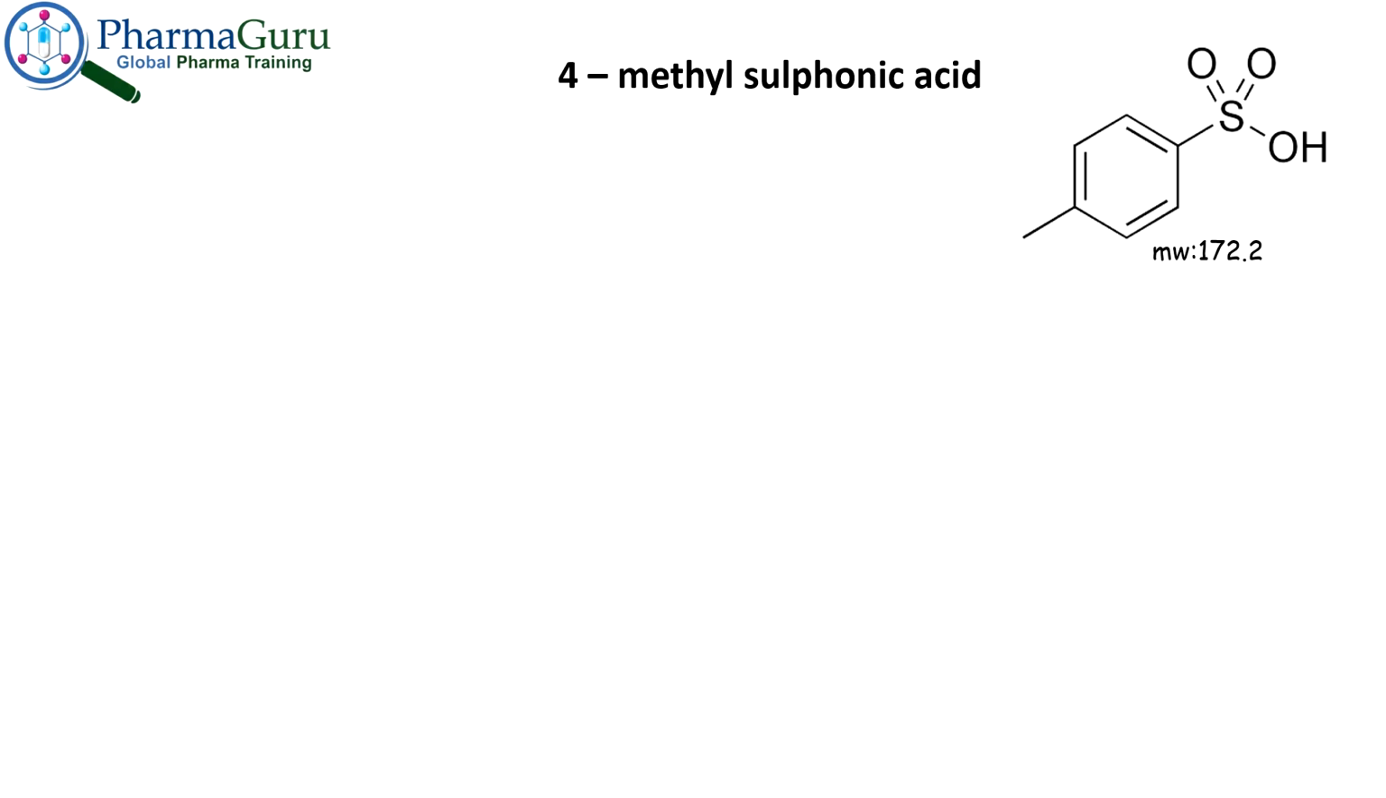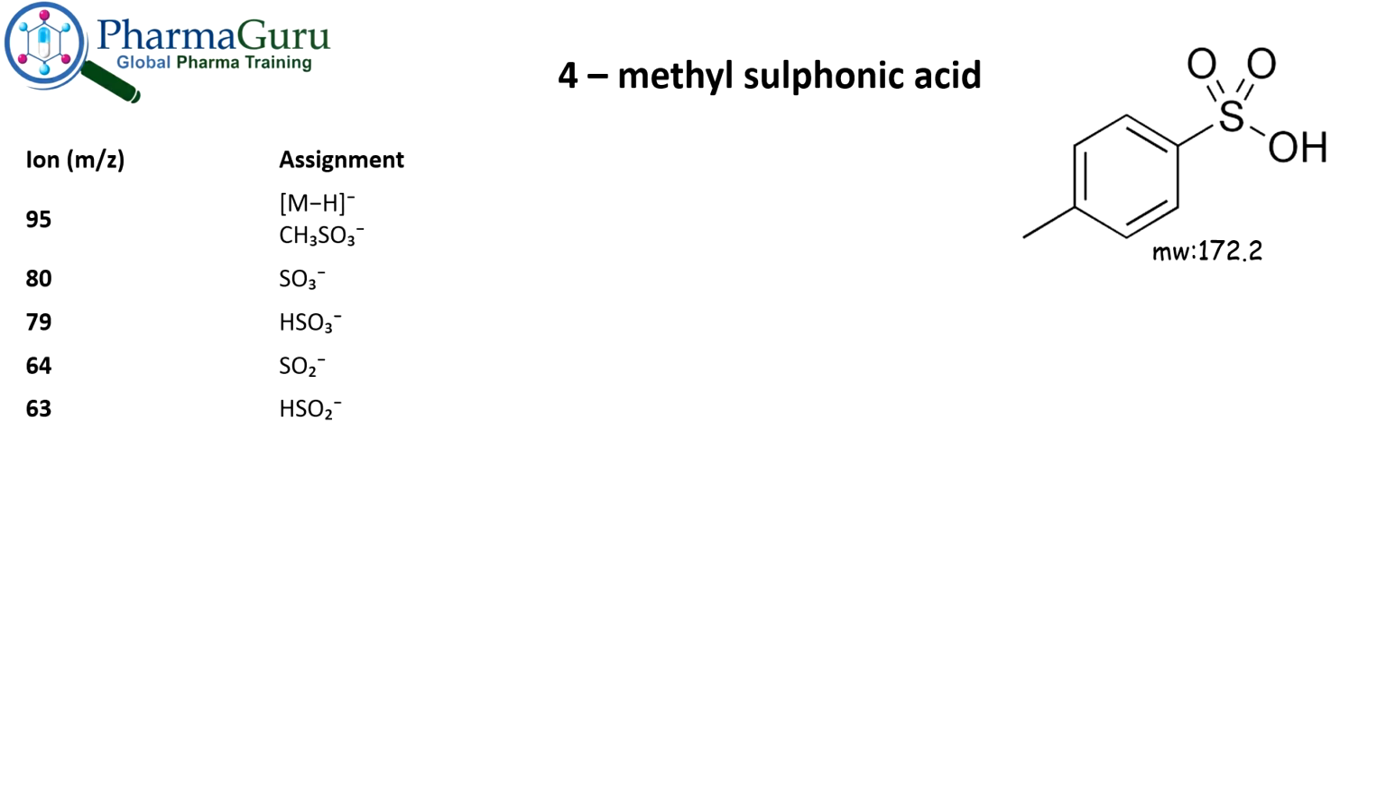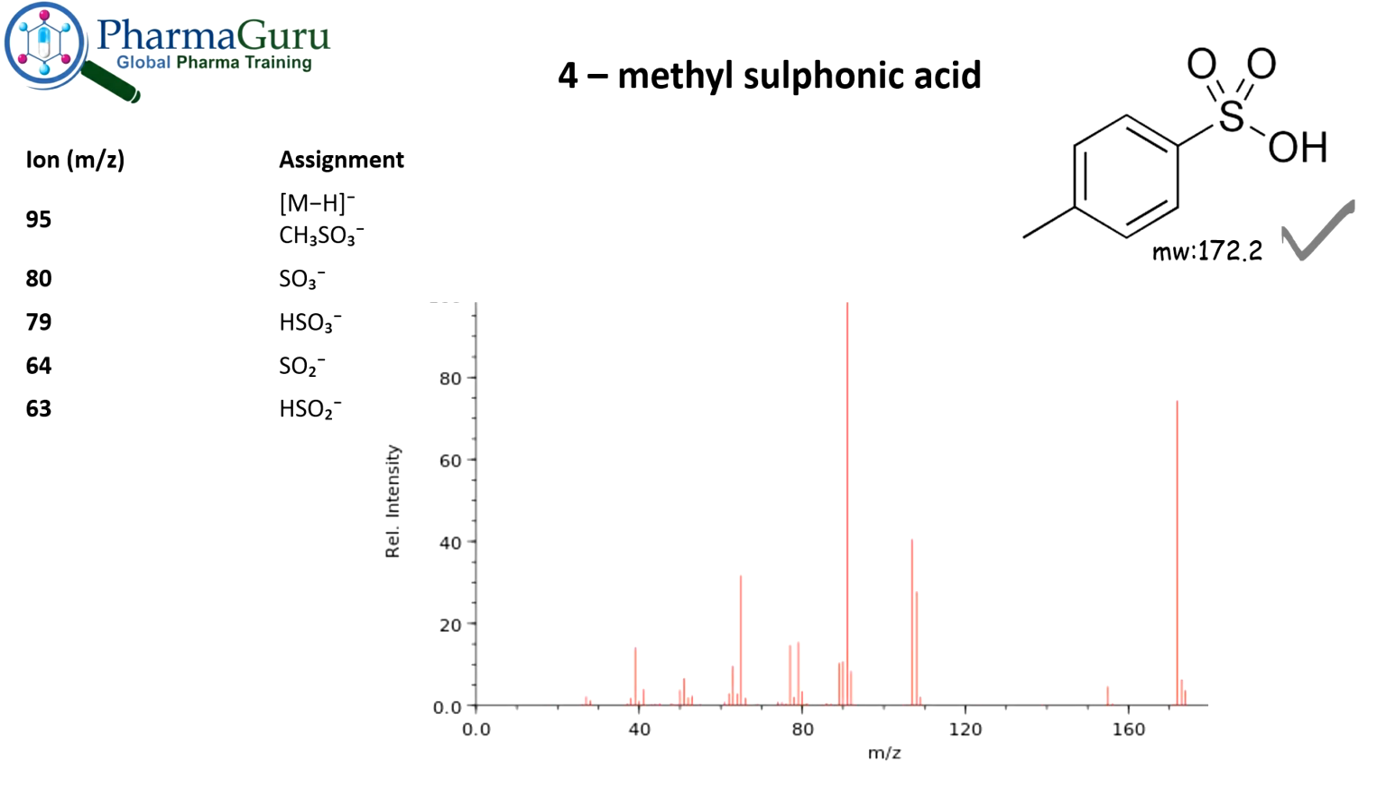4-methyl sulfonic acid. Now I am going to explain taking the case example of this compound. Its molecular weight is 172.2. This compound can be analyzed in ESI negative mode. Then what will be M minus H? The M minus H precursor ion will be about 171.1. The LCMS spectrum also confirms the same.